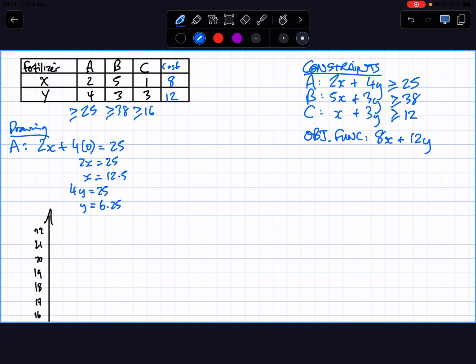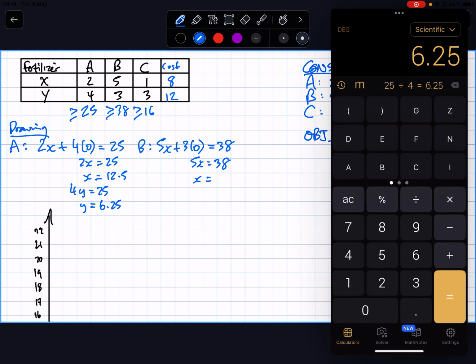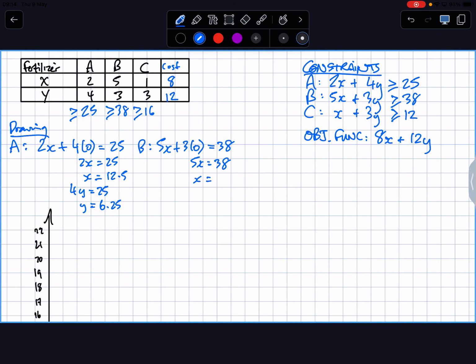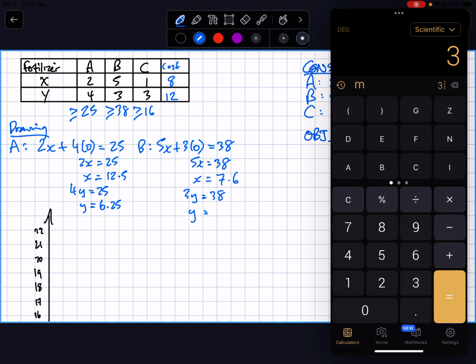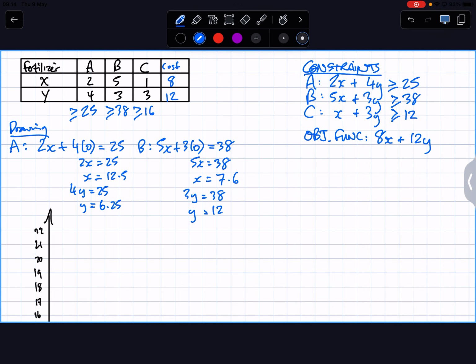Now let's look at B. 5x plus 3 lots of nothing equals 38. 5x equals 38. This one's going to be super dodgy. 38 divided by 5 is 7.6. Then 3y is equal to 38. This is even more dodgy. 38 divided by 3 is 12.67.